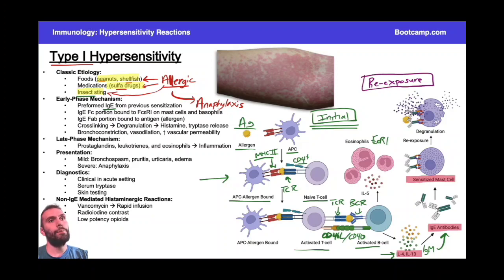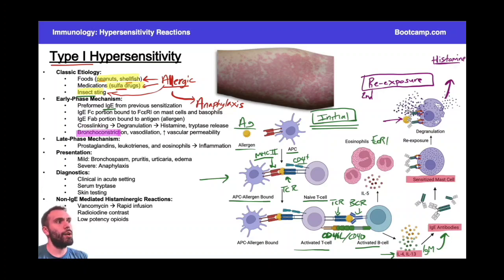So now I'm being re-exposed to this antigen, right? This is a second time, or maybe a third time or fourth time, but you can see now these mast cells are already prepared. They already have the IgE antibodies that we formed from class switching on their surface, causing degranulation. And what are we degranulating here? This is going to be primarily histamine, okay? That's going to be the big one to remember. And you have to kind of remember, what are the effects of histamine?